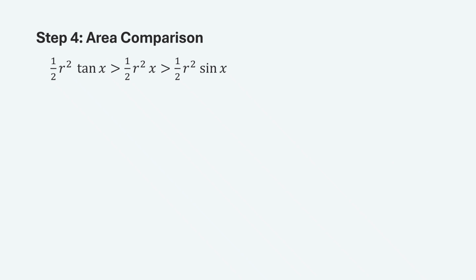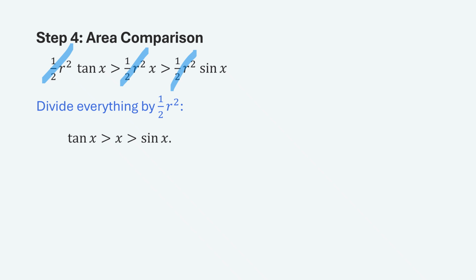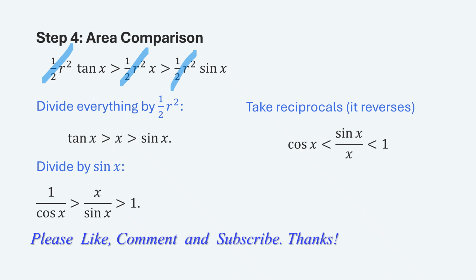Now we have three shapes: the big triangle, inside that the sector, and inside that the small triangle. So the areas follow this inequality. Now dividing throughout by half r square, being the common factor, we get tan x is greater than x is greater than sin x. Now dividing by sin x, we get cos x is less than sin x over x is less than 1.